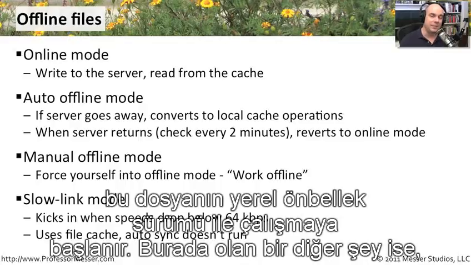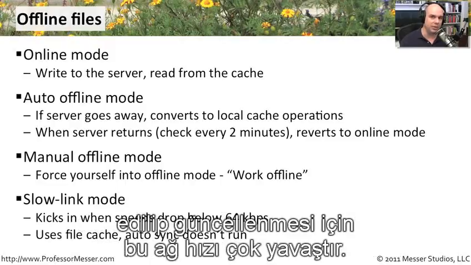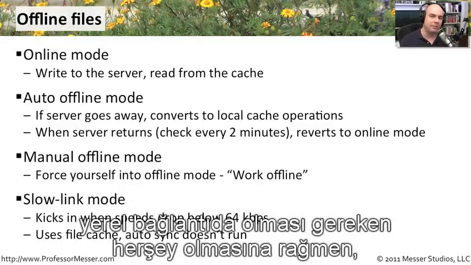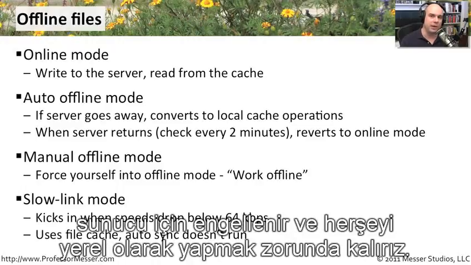And another thing that happens here is we don't automatically synchronize this. We're going way too slow over the network to synchronize and update the file that's out there. So as long as we're below that 64 kilobits per second, almost everything that we're going to do is be in a local configuration. Even though we're online, even though we can see the server, we're going to pretend that we can't. We're going to do everything local on our computer.